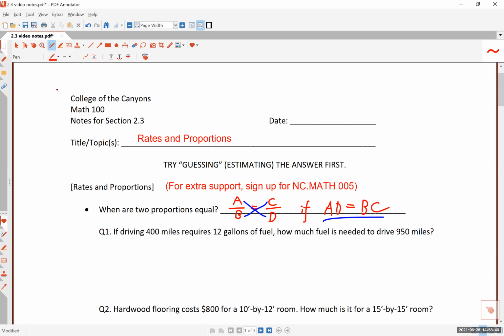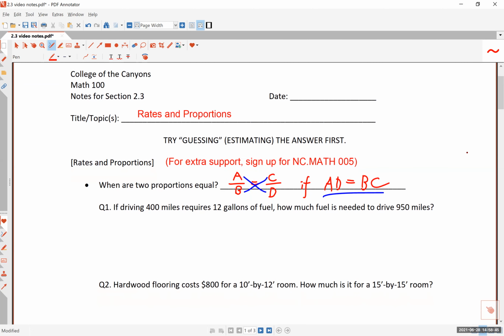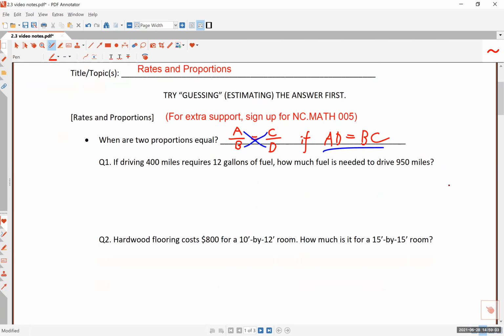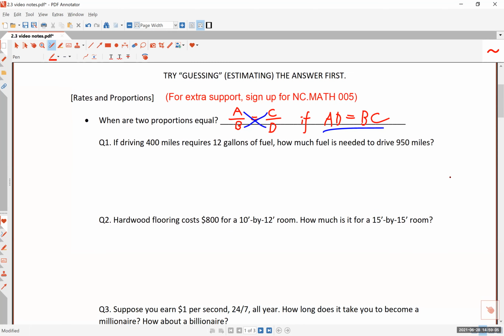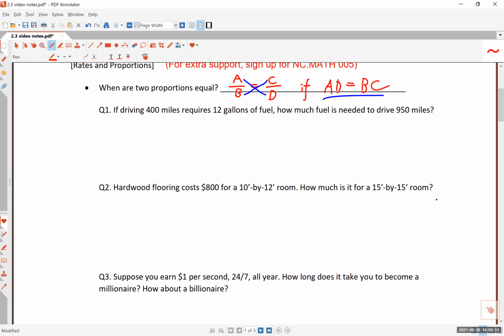Two fractions, A over B and C over D, are equal to each other if and only if AD is equal to BC. And so, anytime you set up an equation of two fractions, which we call a proportion, you can always use cross multiplication to get your answer. Now, there may be other ways that make more sense, and I will try to show you a couple of ways to solve each of these problems. But the main way to do these questions is to set up a proportion.